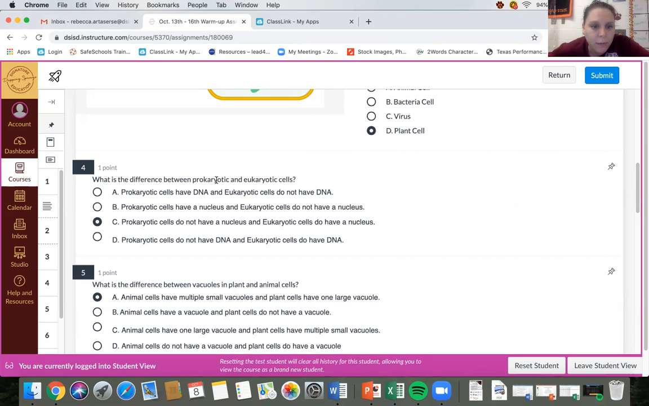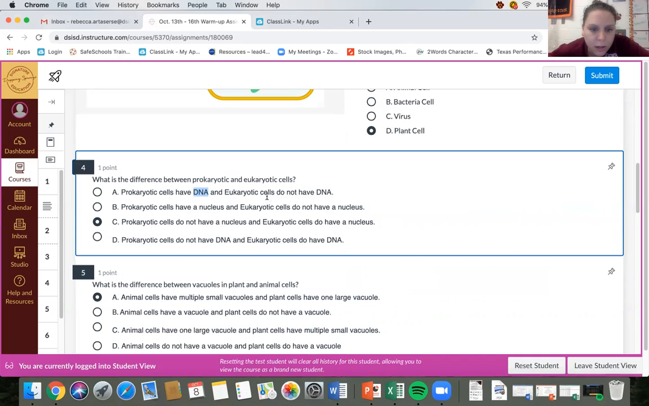Four, what is the difference between prokaryotic and eukaryotic cells? Well, we know that pro rhymes with no, and so we know prokaryotic cells don't have a nucleus, and eu rhymes with do, so eukaryotic cells do have a nucleus. So, A, prokaryotic cells have DNA. Well, yes, that's true. And eukaryotic cells do not have DNA. Well, we know that all living things have to have DNA, so that's incorrect. B, prokaryotic cells have a nucleus and eukaryotic cells do not have a nucleus. Well, pro doesn't rhyme with do and eu doesn't rhyme with no, so that's incorrect. C, prokaryotic cells do not have a nucleus, and eukaryotic cells do have a nucleus. So pro rhymes with no, eu rhymes with do.